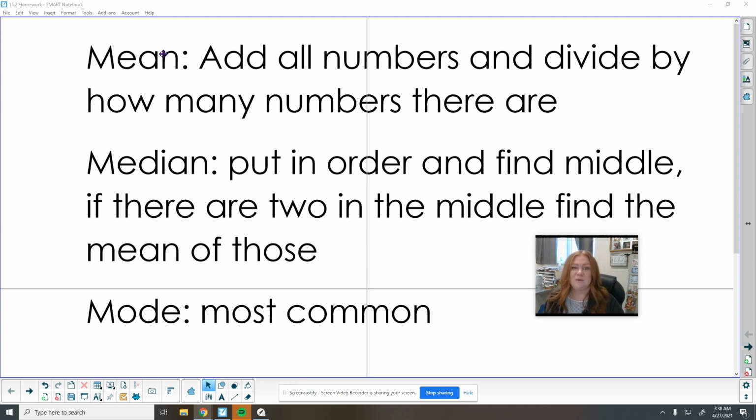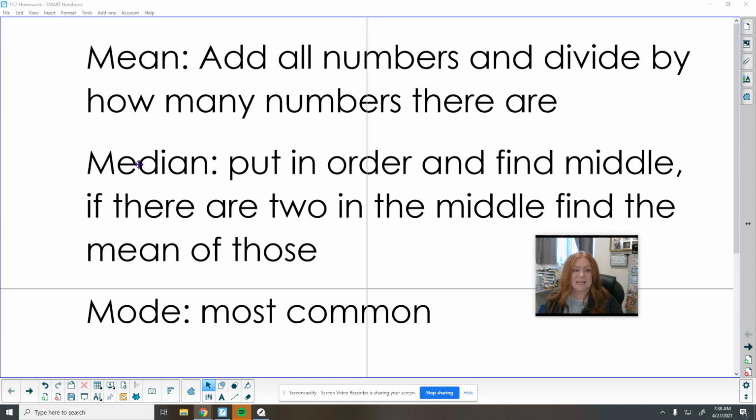So the mean, remember that's when we're finding the average, the fair share, the balancing point, all of those can mean the same thing. Oh, see what I did there? They can mean the same thing. So we want to add up all the numbers, so find the sum and then divide by how many numbers there are. So if there were 4 numbers, you would add up those 4 numbers, divide by 4. If there's 7 numbers, add up those 7 numbers, divide by 7, right? We're seeing the total and then splitting them up into a fair share.